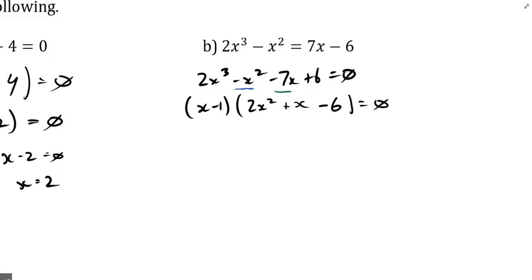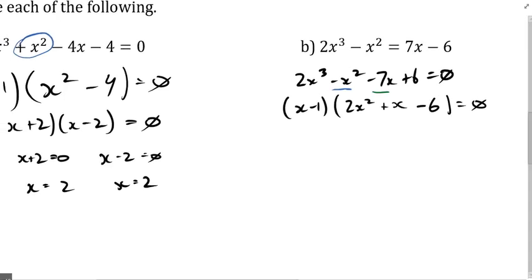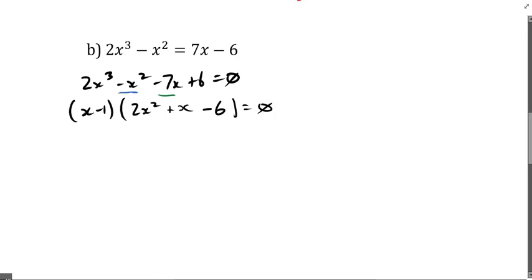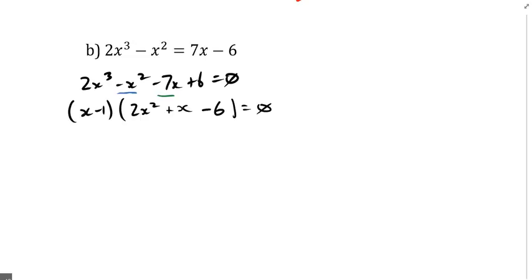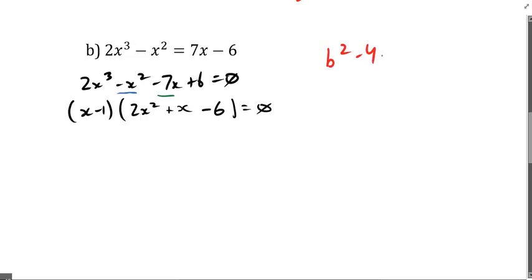Here's where I would use b squared minus 4ac. We didn't need it in the other one because it was obviously a difference of squares. I'll do it in a different color. B squared minus 4ac is 1 squared minus 4 times 2 times negative 6, which is 1 plus 48.